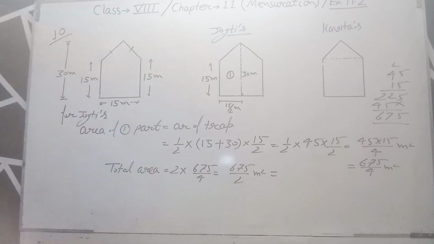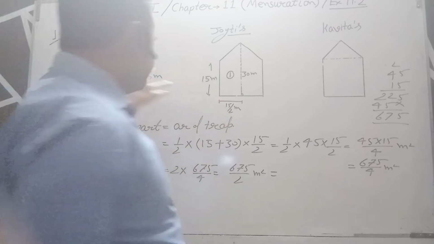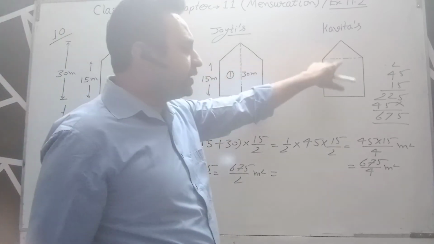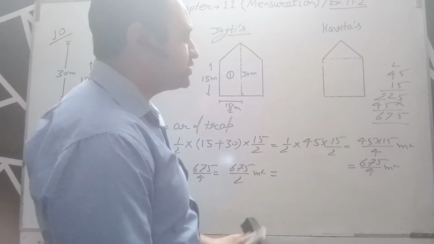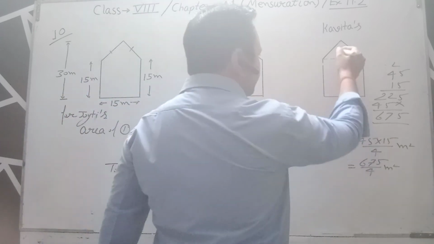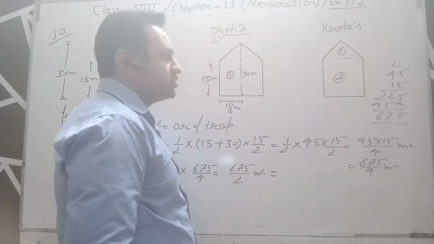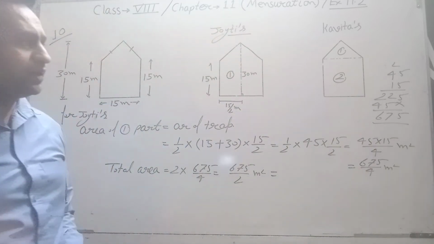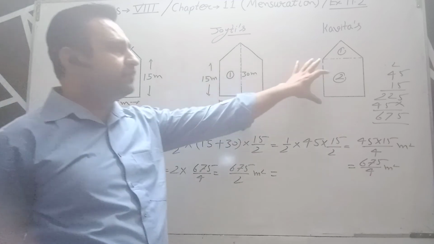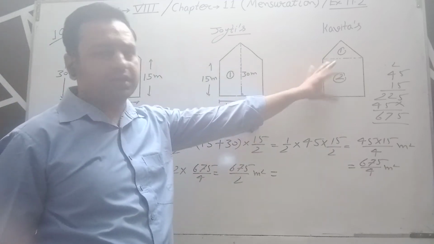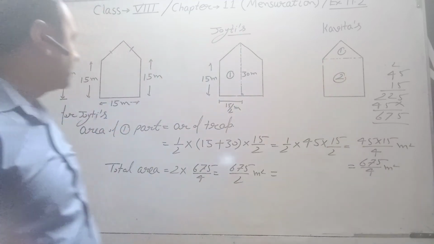Now we use Kavita's method. Kavita divides the pentagon into two parts. We observe that the first part is a triangle and the second part is a square. So we can find out the area of both parts, add them, and the total is the area of the pentagon.